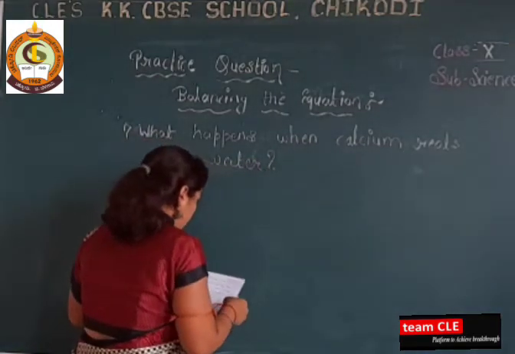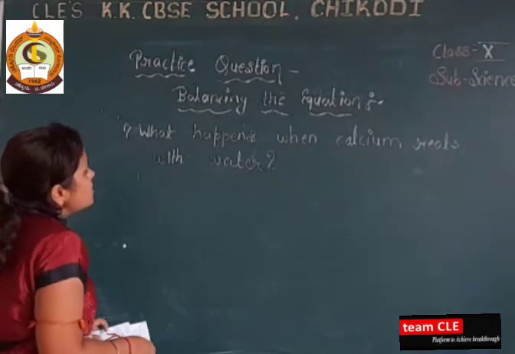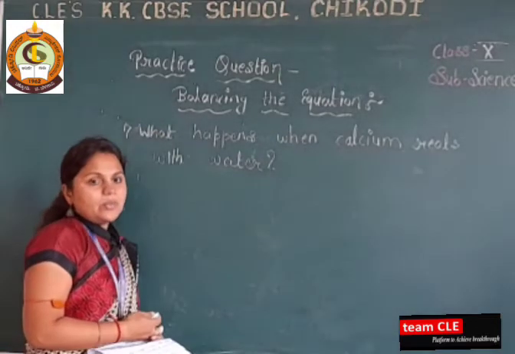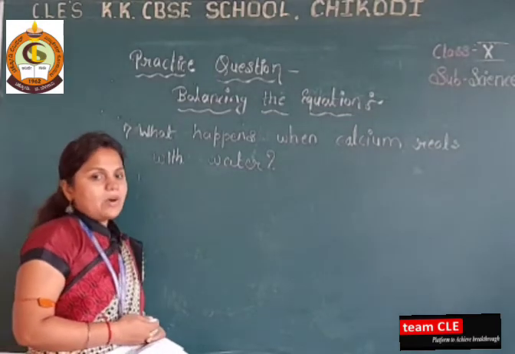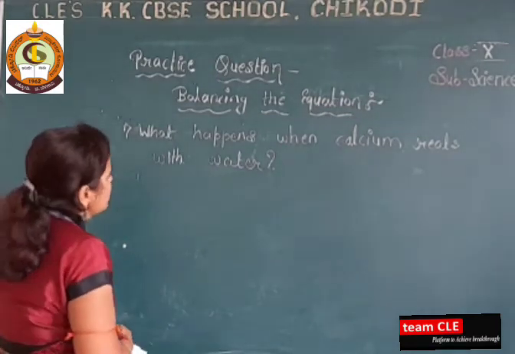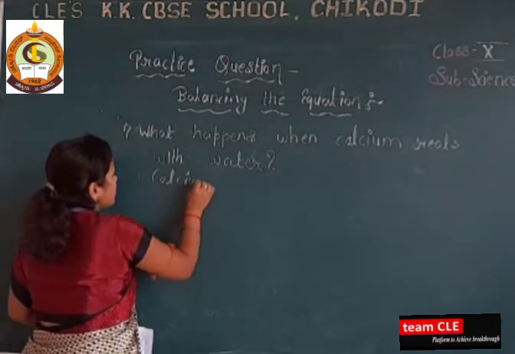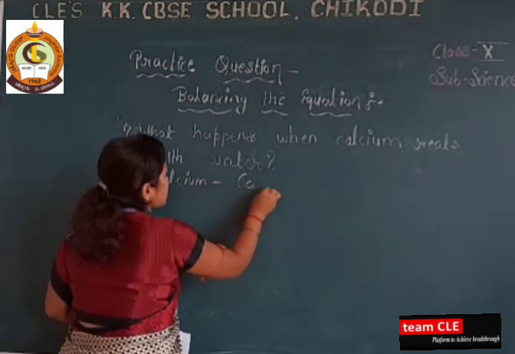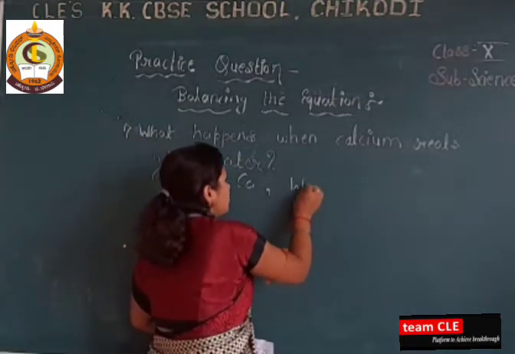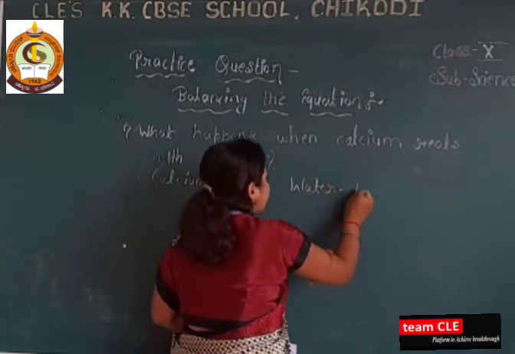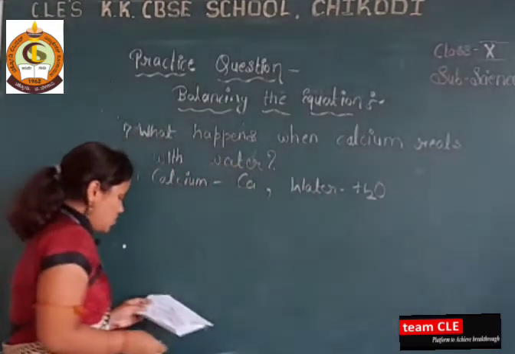Okay, so here, dear students, this is one of the theory questions. We have to convert it into chemical symbol representation. So what is the chemical representation of calcium? It is Ca. And water is H2O.